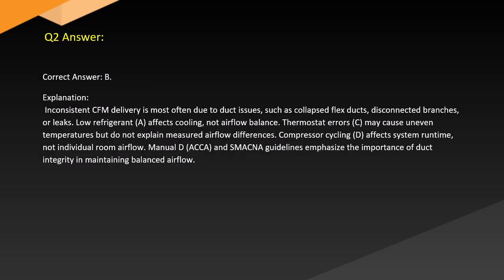Answer. Correct answer: B. Explanation. Inconsistent CFM delivery is most often due to duct issues such as collapsed flex ducts, disconnected branches, or leaks. Low refrigerant (A) affects cooling, not airflow balance. Thermostat errors (C) may cause uneven temperatures but do not explain measured airflow differences. Compressor cycling (D) affects system runtime, not individual room airflow. SMACNA guidelines emphasize the importance of duct integrity in maintaining balanced airflow.